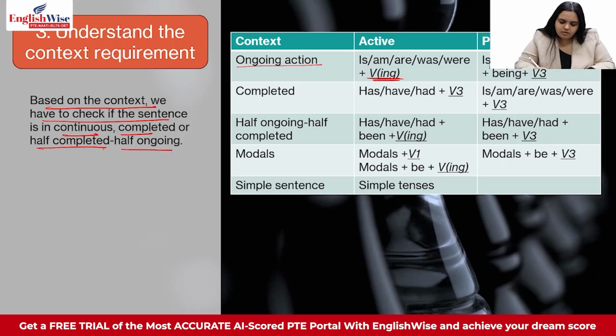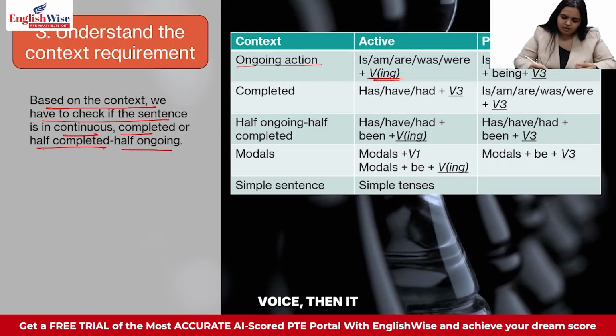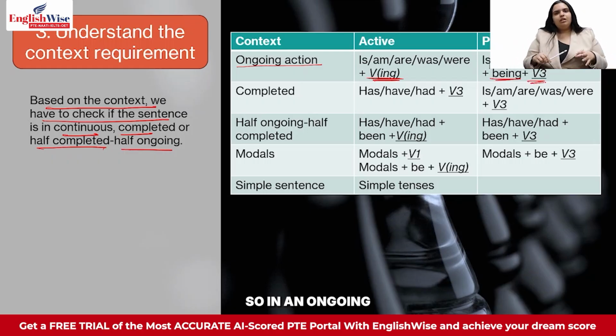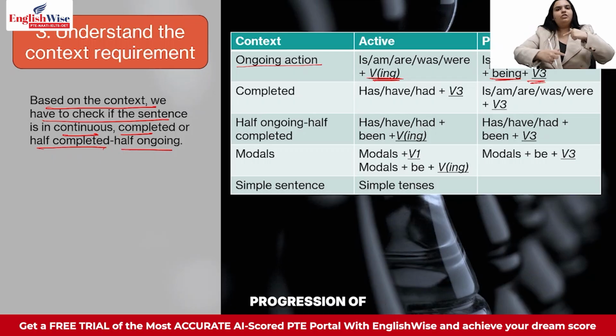But if you move towards passive voice, then it becomes is, am, are, was, were plus being plus V3. So in an ongoing action with passive voice, you put is, am, are, was, were plus being plus V3. If I give you an example: when I went into the room, the dance practice was being completed by her. That means the dance practice was not complete. It was in the progression of being completed.